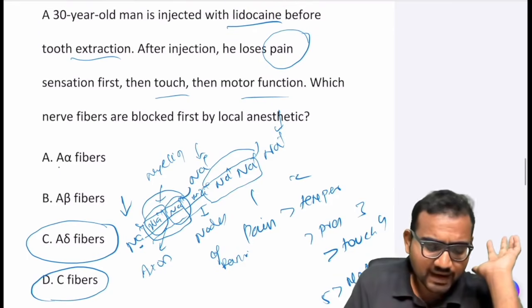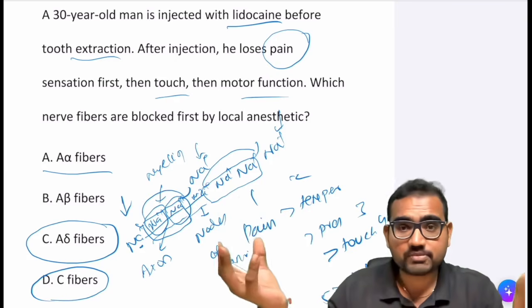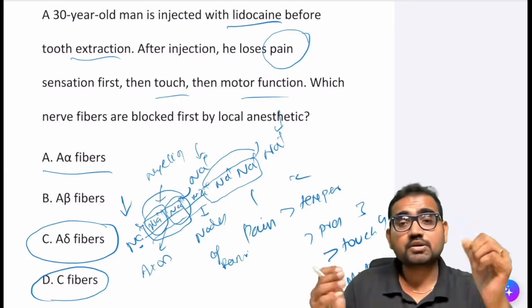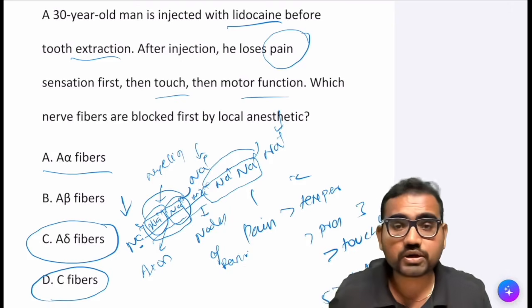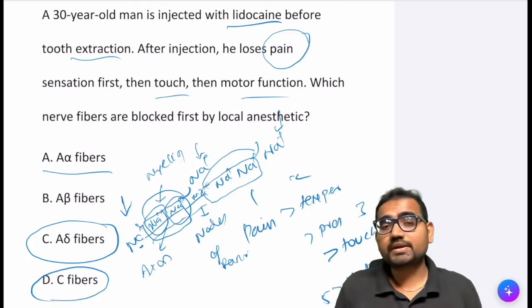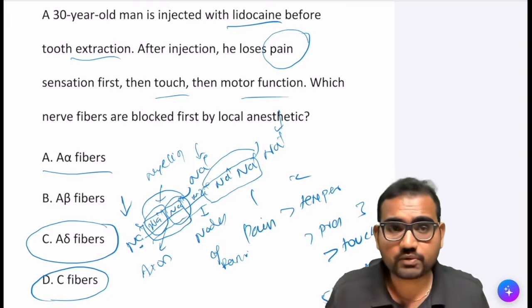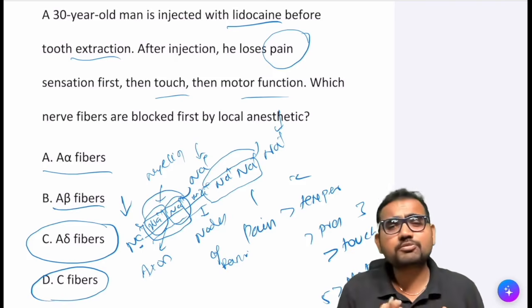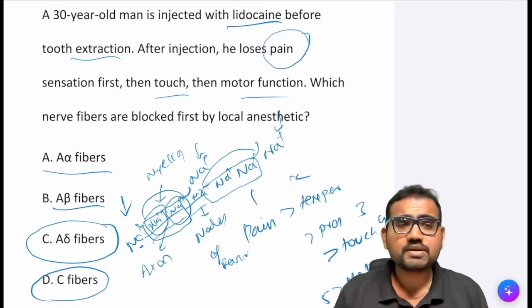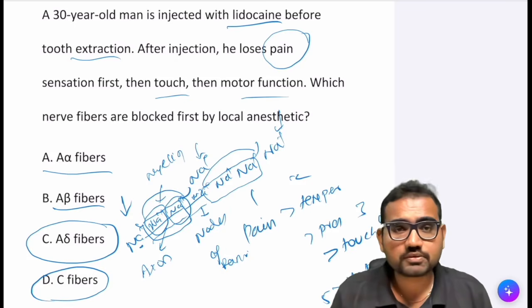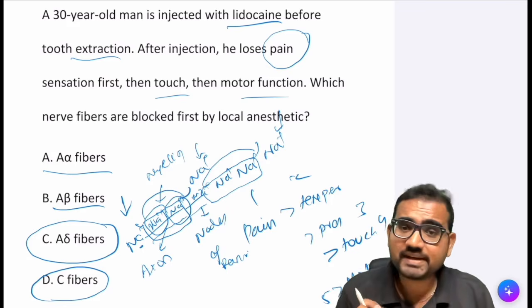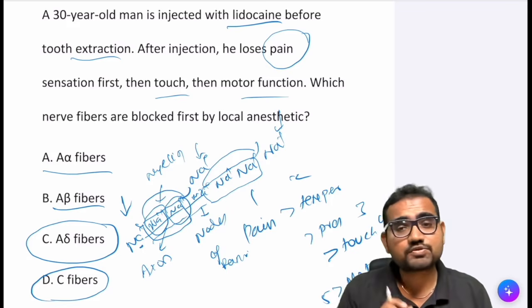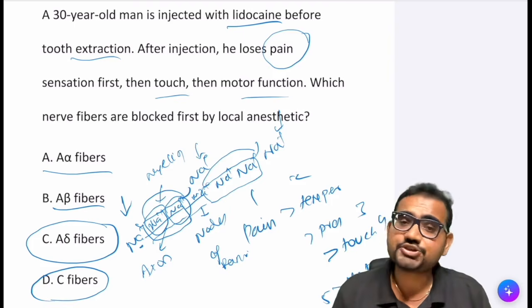Okay, the A alpha fibers are extremely large fibers. They are extremely large and deep-rooted myelinated fibers. They carry the impulses to the motor system, the motor neurons, so they are not that easily anesthetized by lidocaine. And A beta fibers are medium to large fibers. Out of these fibers, the A delta fibers are blocked by the lidocaine very fast, because they are myelinated nerve fibers and very small. So they are responsible for sharp pain.